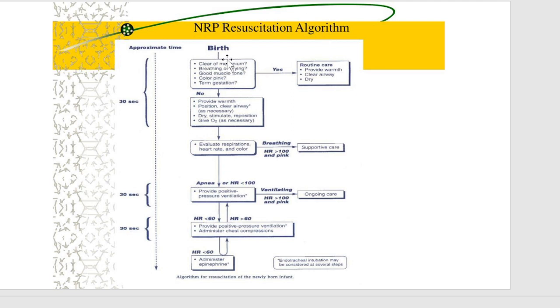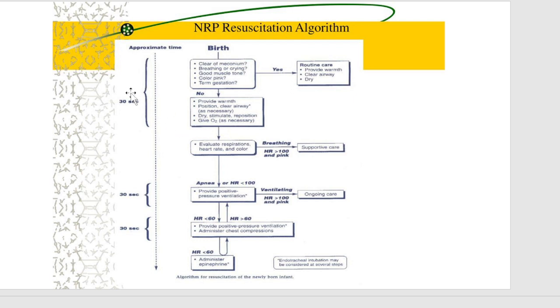If any one of these is disturbed, we immediately provide warmth to the baby, and the baby should be shifted under a radiant warmer. We have to switch off the fan and switch on the AC. The temperature should be maintained, the position of the baby should be properly kept, and clear the airway with a mucus sucker and dry the baby. Tap the baby on the back, which we call stimulation, then reposition again, and give oxygen. This is all done in the labor room itself.